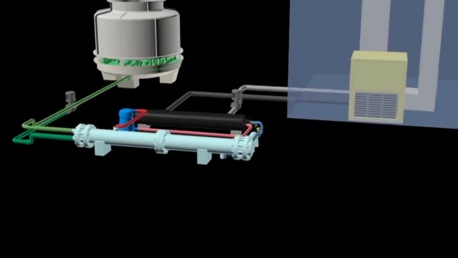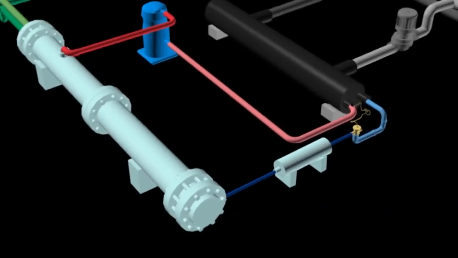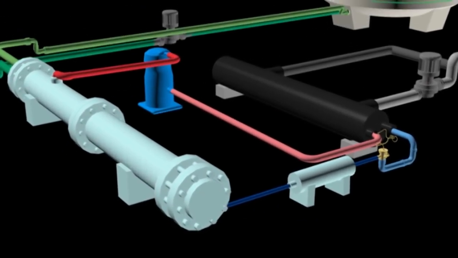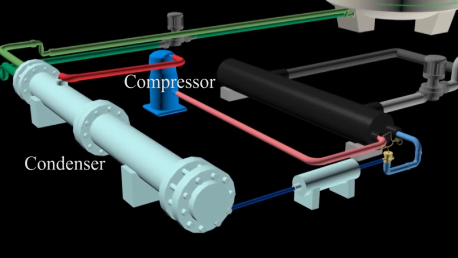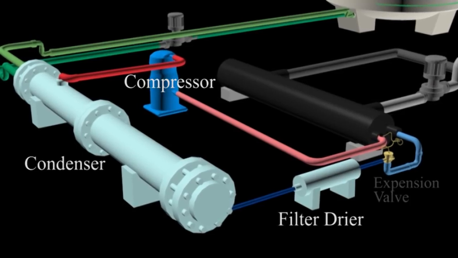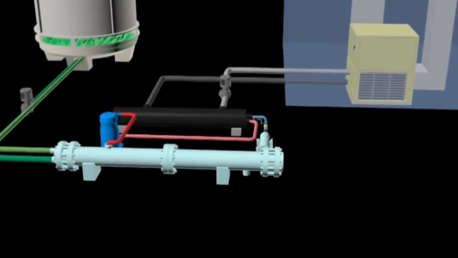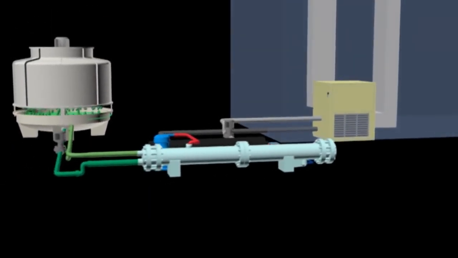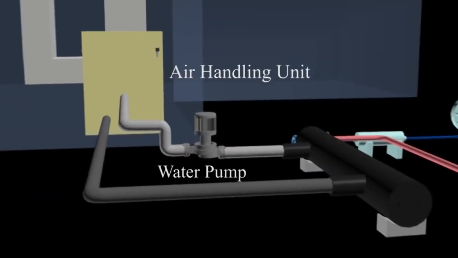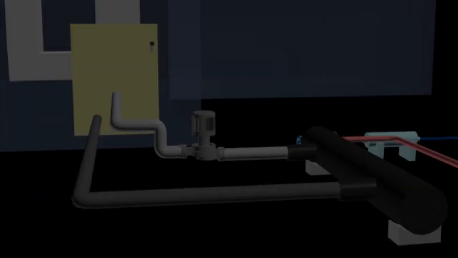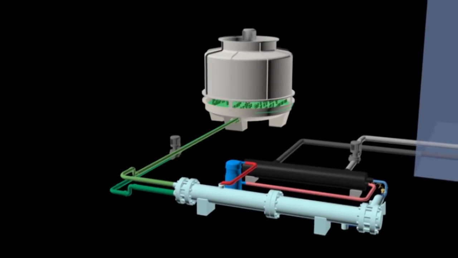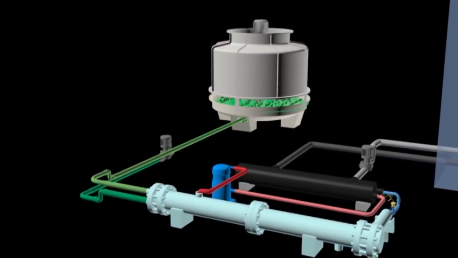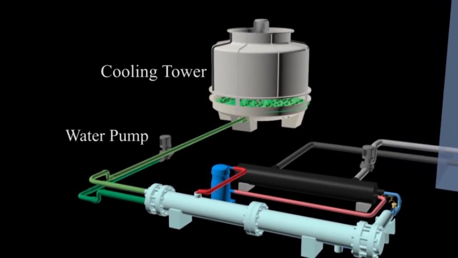The components that are involved in refrigerant cycle are compressor, condenser, filter dryer, expansion valve and evaporator. For chilled water cycle, the components which are involved are air handling unit and water pump. In condenser water cycle, the components that are needed for the process are cooling tower and water pump.